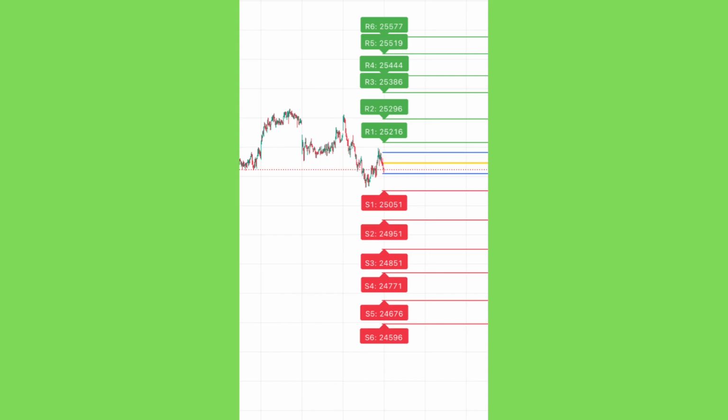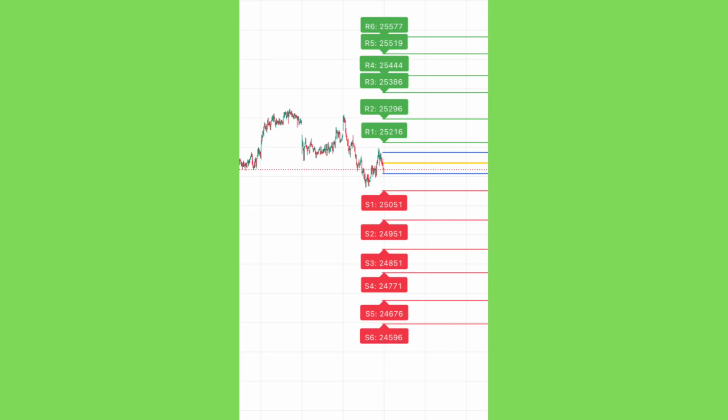Currently, Nifty is hovering near 25,120, slightly below the first resistance. If the index crosses and sustains above 25,216, we can expect a strong rally toward 25,300 to 25,380 levels in the first half.